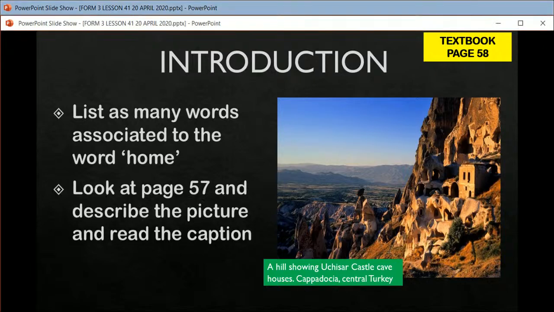Let's continue, right? So on page 57, describe the picture and read the caption. Sorry, it's on page 57, not 58, the front page. It shows a hill that has the castle, right? How would you describe the picture that you see on your textbook? If you don't have the textbook, the one that I've posted on the PowerPoint.